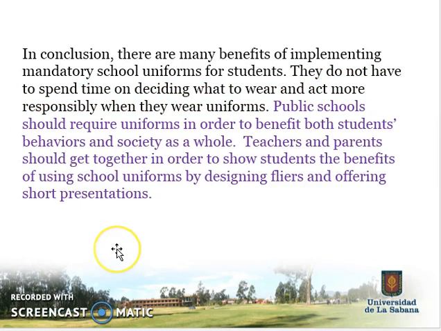Finally, we have the call for action. Here you have to invite the reader to follow some steps to change people's point of view. As you may see, it says teachers and parents should get together in order to show students the benefits of using school uniforms by doing something. Here we have designing flyers and offering short presentations. Here it's important to describe how you're going to invite readers to follow your position, to understand your point of view.